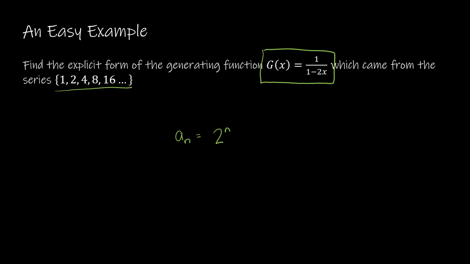So can I check them? Of course I can. a 0 would be 2 to the 0, which is 1. a 1 would be 2 to the first, which is 2. a 2 would be 2 squared, which is 4. Do all of those match up with what I'm seeing here? Yes, of course. So that's a very easy example. This is just a geometric series, and my solution is whatever the value is here to the nth power.